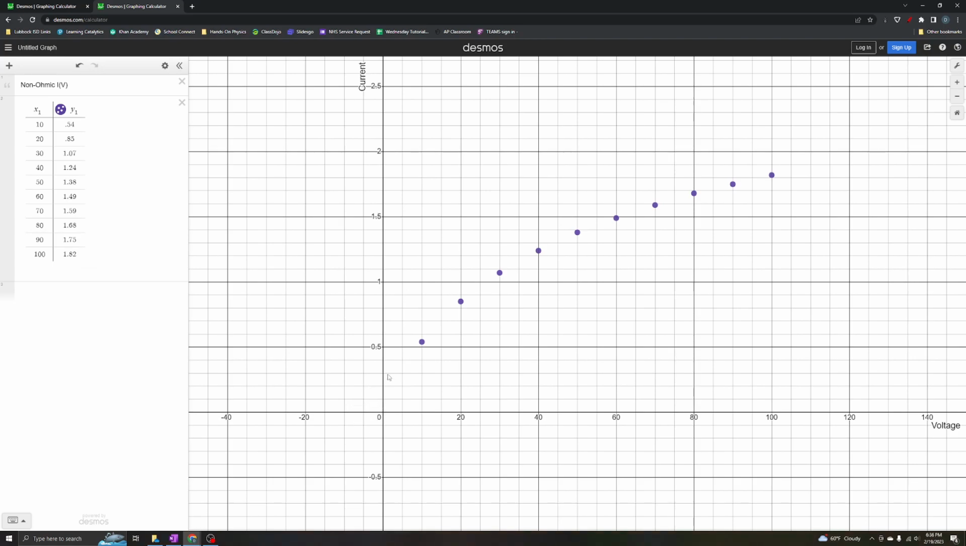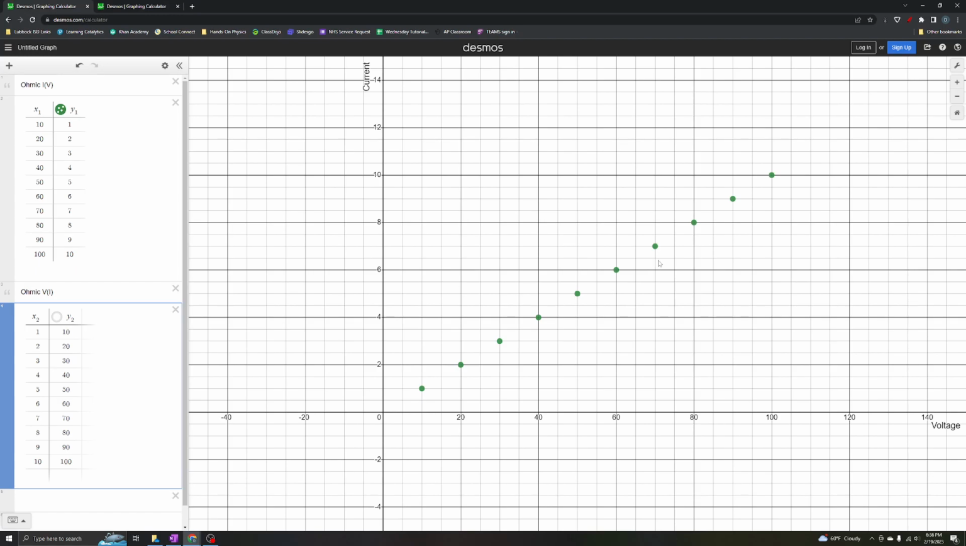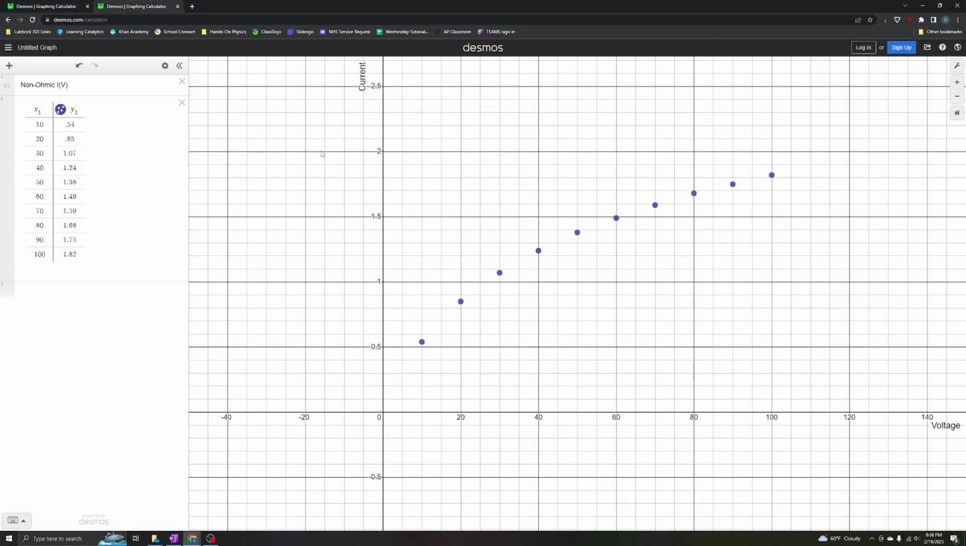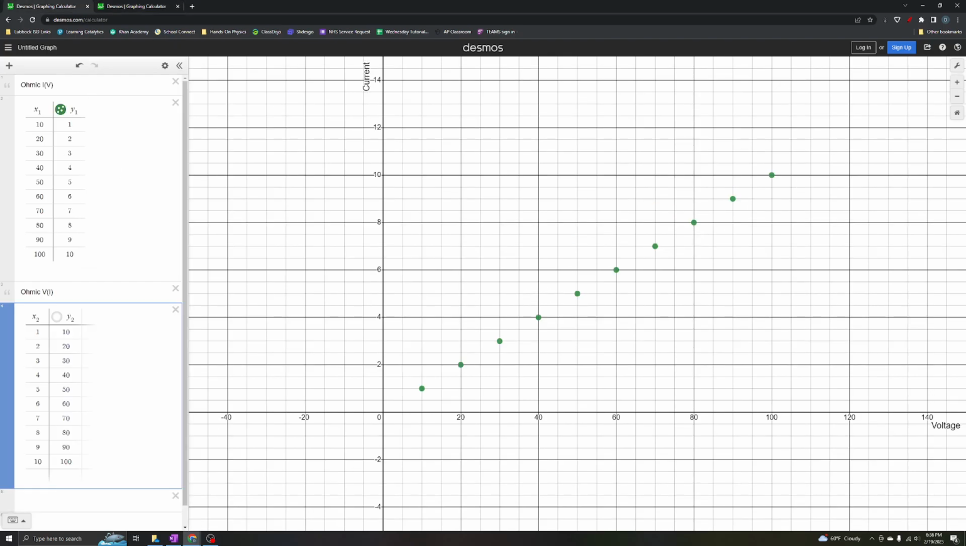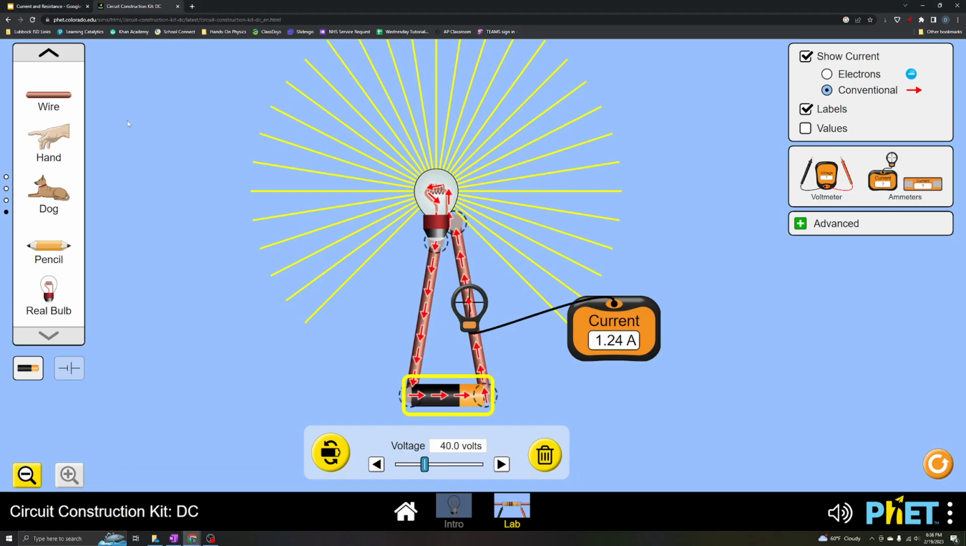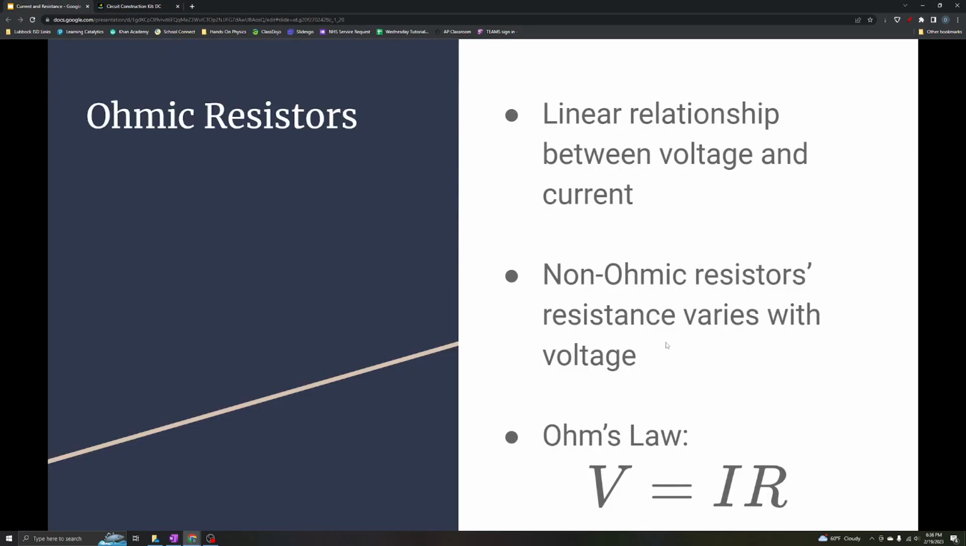But for this course, we basically just lump them into two categories. We can say a resistor is ohmic, or we can say a resistor is non-ohmic, and it really depends on that relationship. If I get a nice linear relationship between voltage and current, that is ohmic. If I get something that curves like this, we would say it's non-ohmic. Another way to put that would be to say that ohmic is governed by Ohm's law, which is this equation right here, V equals IR.